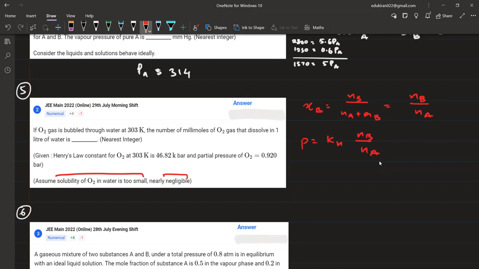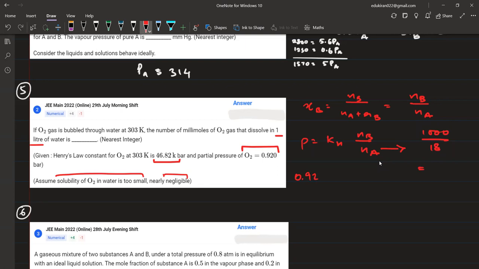The partial pressure is given to you, 0.920 for O2, right? And they have given Henry's law constant at 3 Kelvin, equal to 46.82. And what else did they say? The number of moles in 1 liter of water is 1000 upon 18. Remember this answer that comes, it's a very important answer. You just need to do one calculation here and plug it in, that's it.